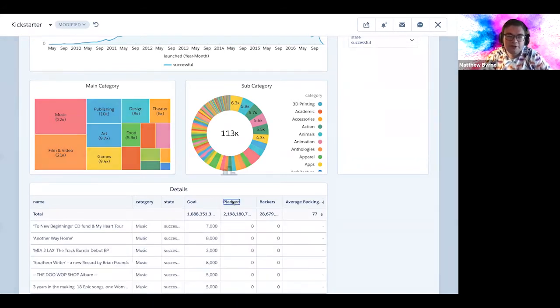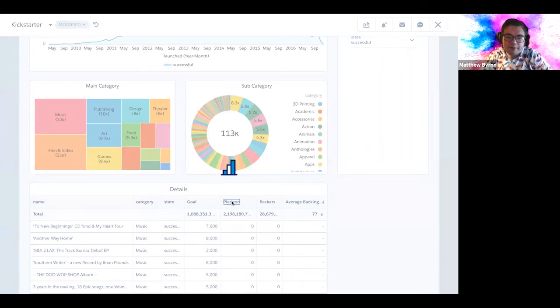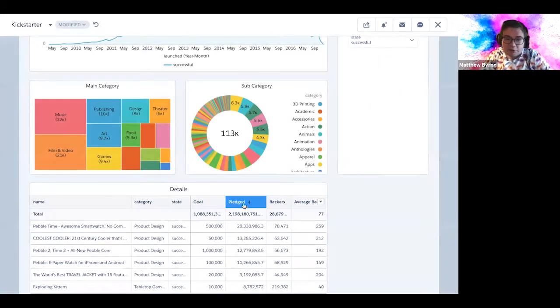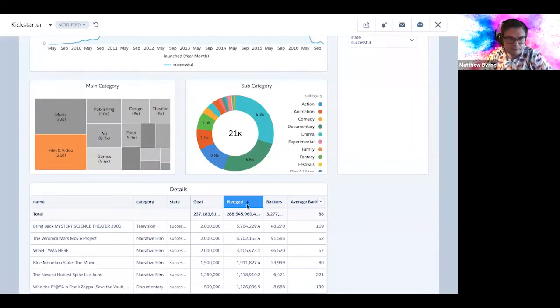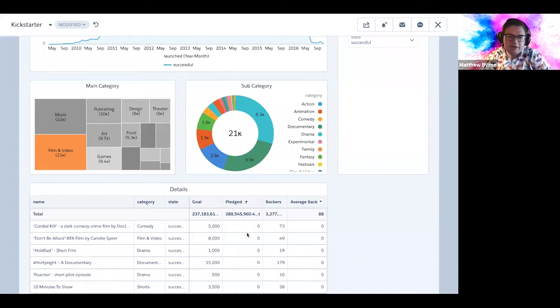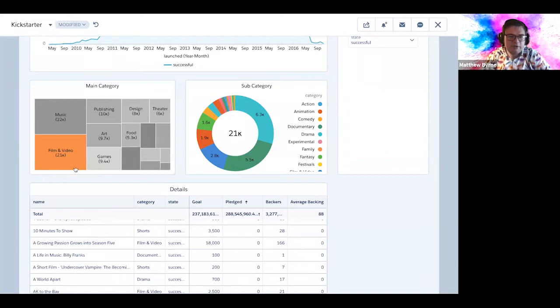I can also go ahead and see the campaigns with the most pledged, which we've seen, and also further down the list, go ahead and filter it. So if I look at something like film and video, I could filter it the other way around and see, unfortunately, those that have not had any pledges in there at all as well.